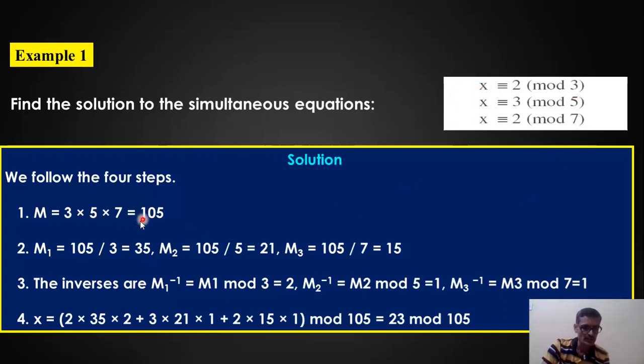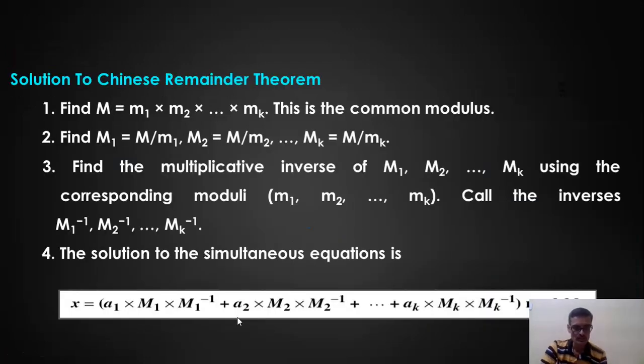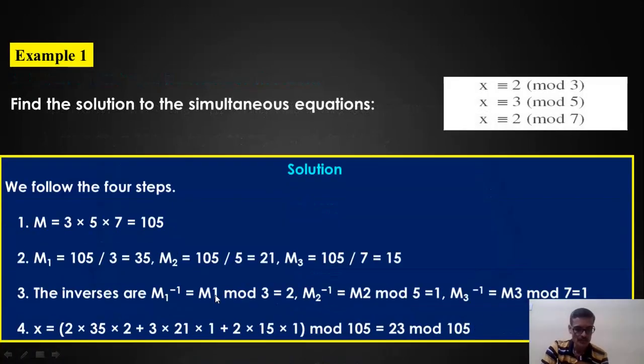So 3 into 5 into 7 is 105. I'll find M1, M2 and M3 by dividing 105 by 3, 5 and 7 respectively. I'll get the answers as 35, 21 and 15. I'll use the extended Euclidean algorithm to find the inverses of these M1, M2 and M3. So how to find the inverses? This is the method: M1 mod 3 comes out to be 2. Then I'll get 1 as the answer for the second case. The third case again is 1. Then we have to use this particular equation to get the value of that common number, that is x.